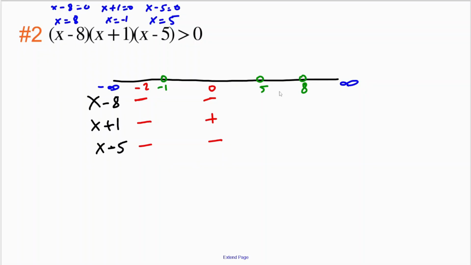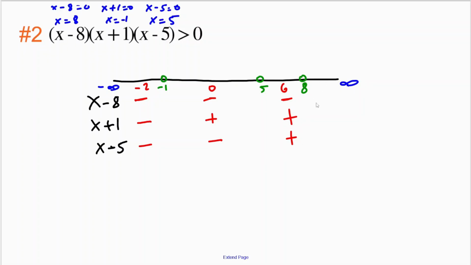Okay, so now from 5 to 8, I'm just going to do 6. Okay, so 6 minus 8, negative. 6 plus 1, positive. 6 minus 5, positive. A common mistake is people miss one of the intervals because they're so small, like from 5 to 8. That's not a very large interval, but make sure it is still a subinterval. So make sure to test for that interval as well. So again, let's check: 6 minus 8, negative 2, negative. 6 plus 1, positive 7, positive. 6 minus 5, 1, positive.